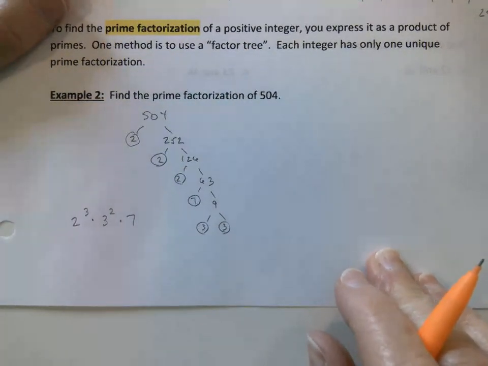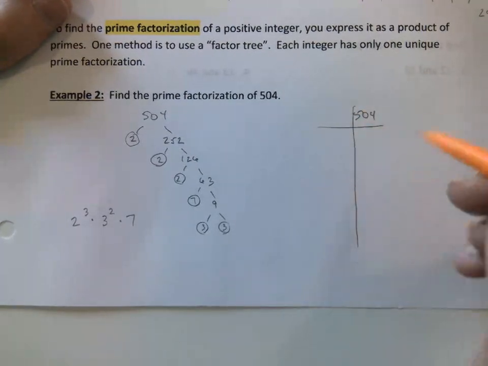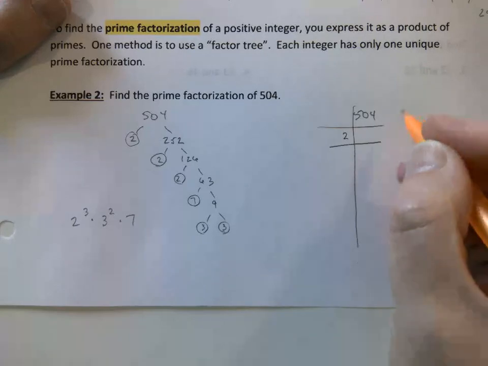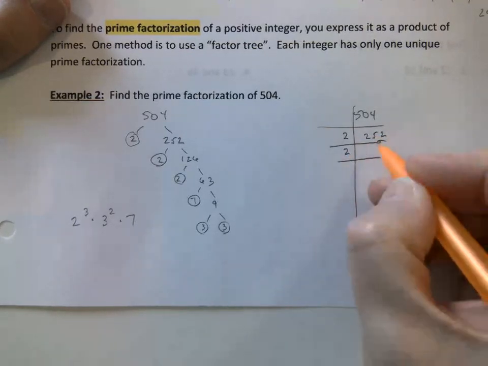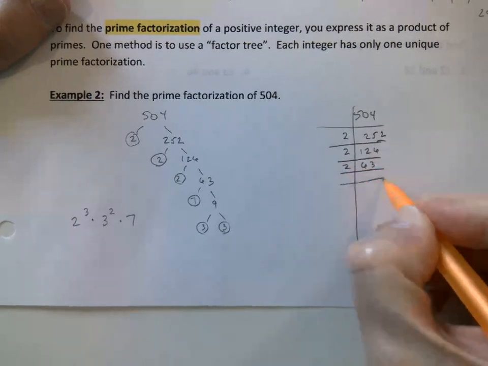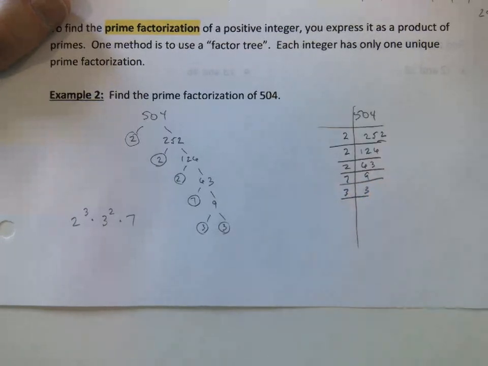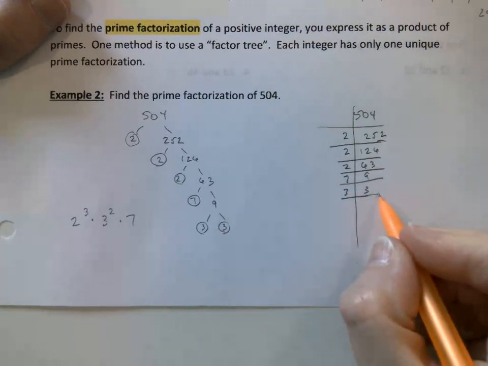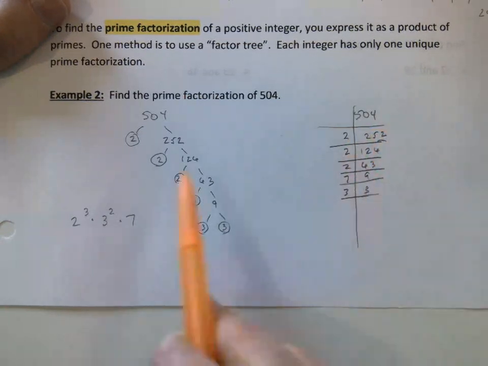If you wanted to do what's called a ladder, you go in order, so you keep going with the 2. It would look like this: 2 times 252, and then 252 is 2 times 126. 126 is 2 times 63, and 63 is 7 times 9, and 9 is 3 times 3. It's just another way of doing it, except you're dividing by a prime each time.